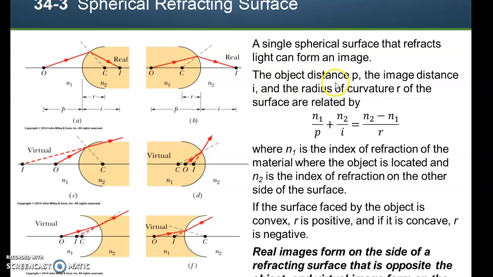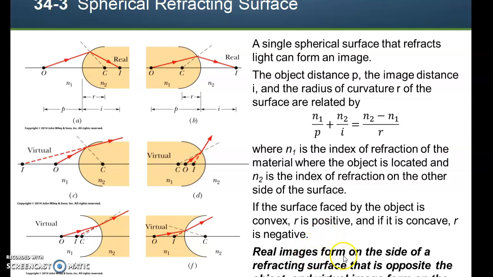An object distance p, the image distance i, and the radius of curvature r for the surface are related by this equation right here: n1 over p plus n2 over i equals n2 minus n1 over r. These n's refer to the index of refraction of the material. Air is usually taken as 1.00, where the object is located, and then n2 is on the other side of the surface. If the surface faced by the object is convex, r is positive. If it's concave, r is negative. That's an important thing to remember in that convention right there, okay?